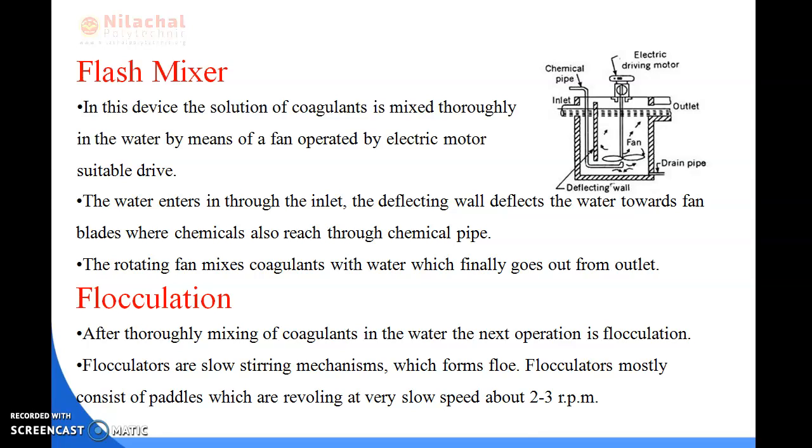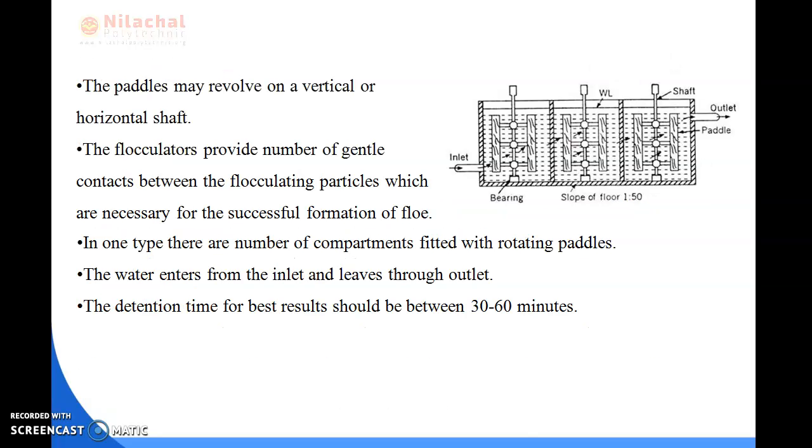Flocculators are slow stirring mechanisms which form floc, and flocculators mostly consist of paddles revolving at a very slow speed, about 2 to 3 rpm, that is revolutions per minute. The paddles may revolve on a vertical or horizontal shaft, and the flocculators provide the number of contacts between the flocculating particles which are necessary for the successful formation of the floc.